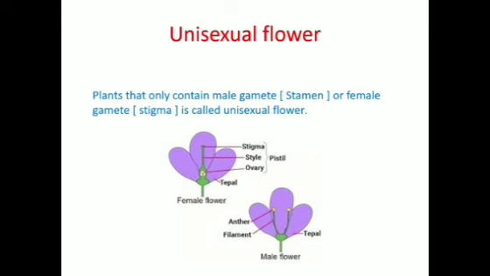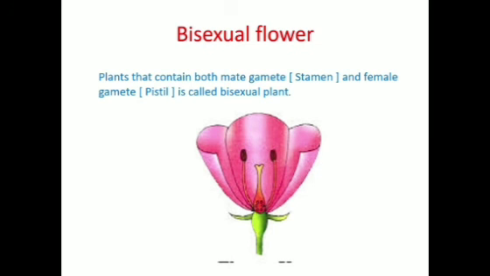Unisexual flower. This type of plant only contains the male gamete or the female gamete. It only contains one of these, which is the stamen or the stigma. Bisexual flower. This type of plant contains both the stamen and the pistil, which is the male gamete and the female gamete.